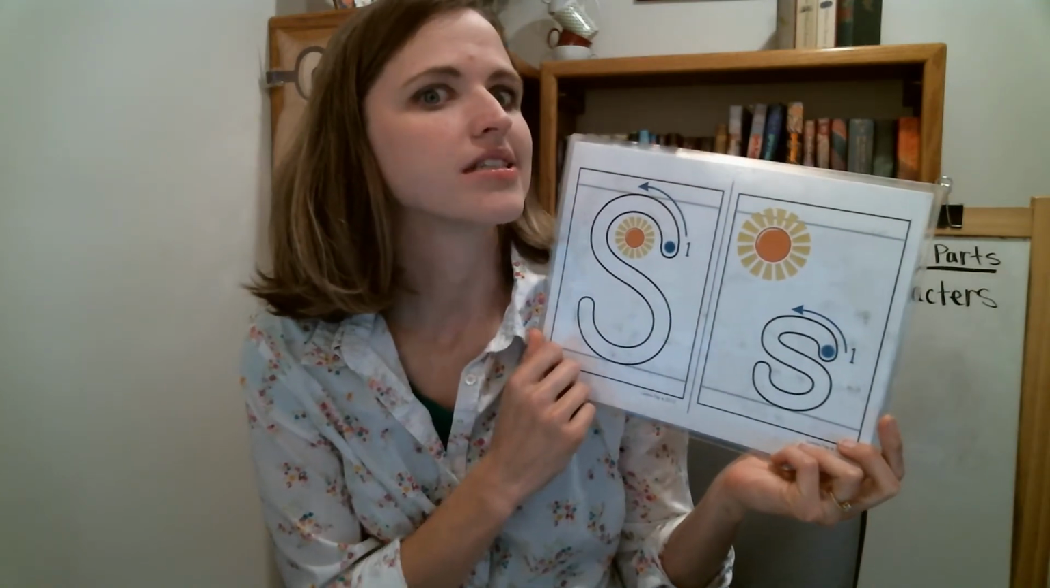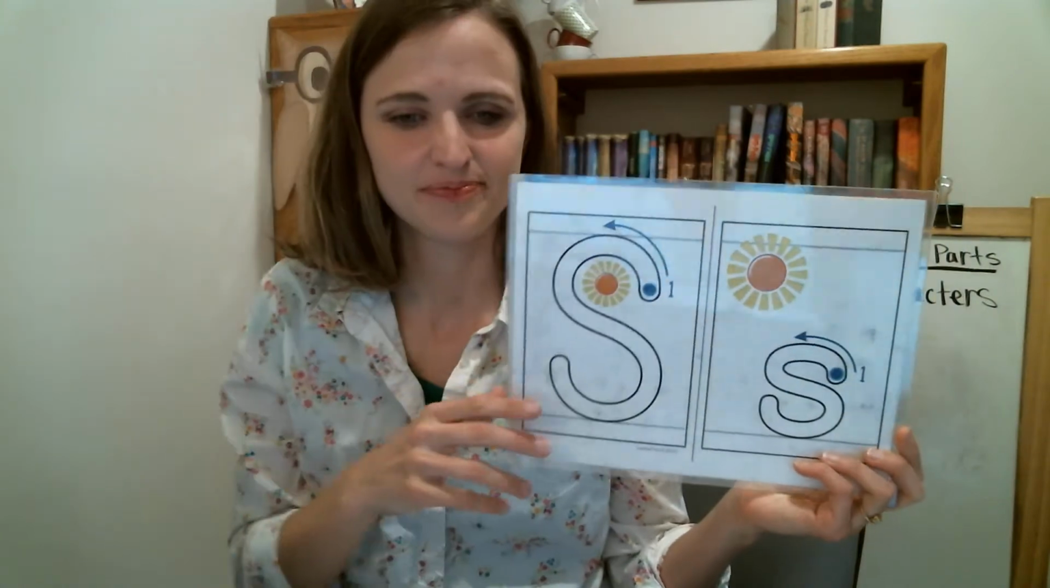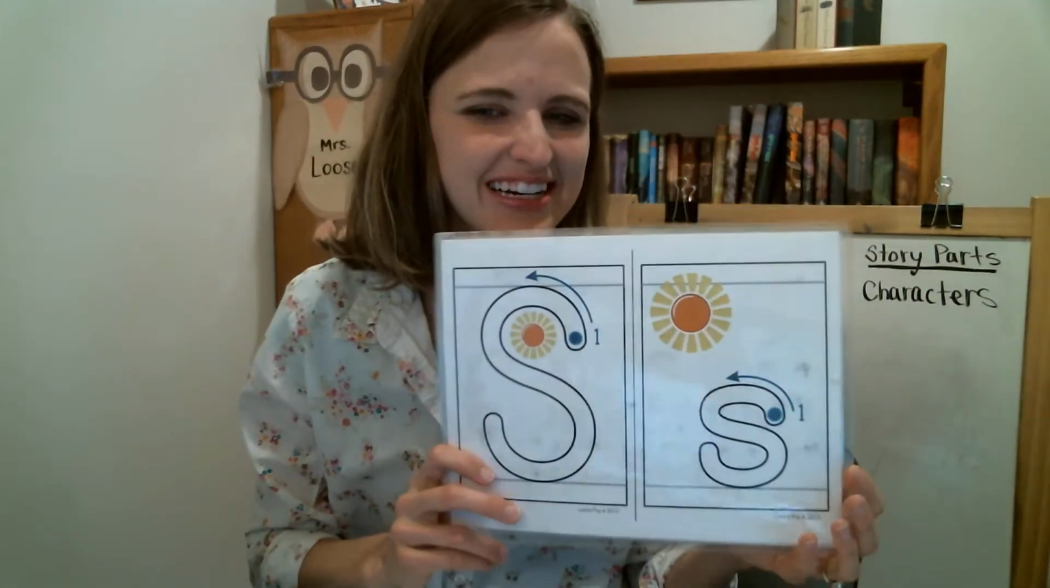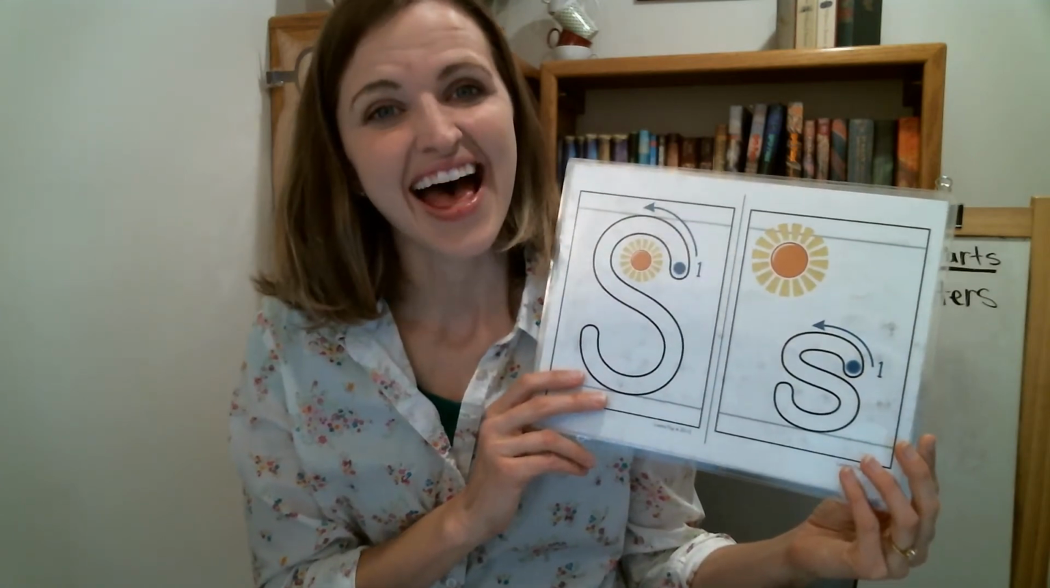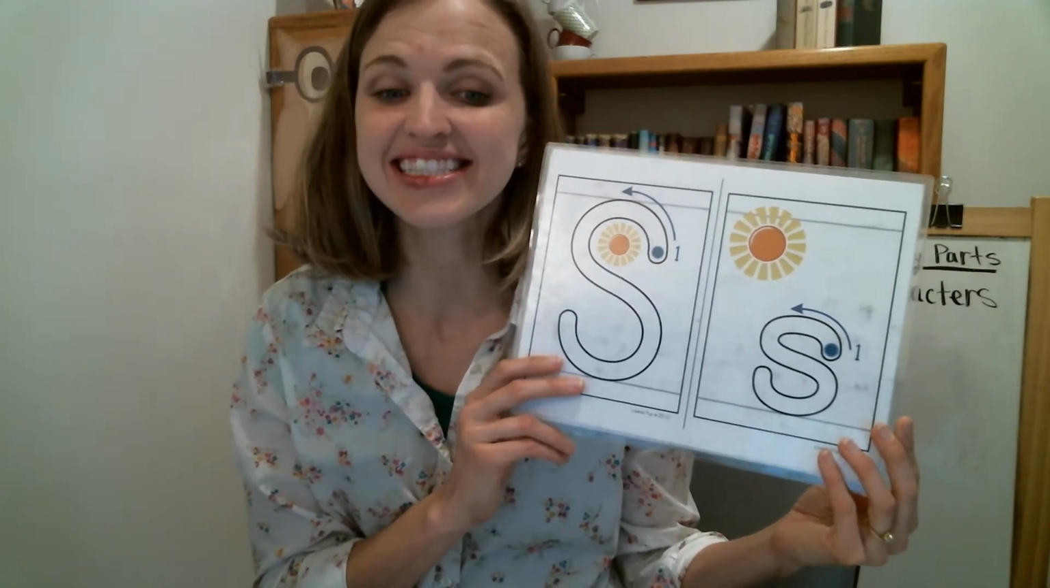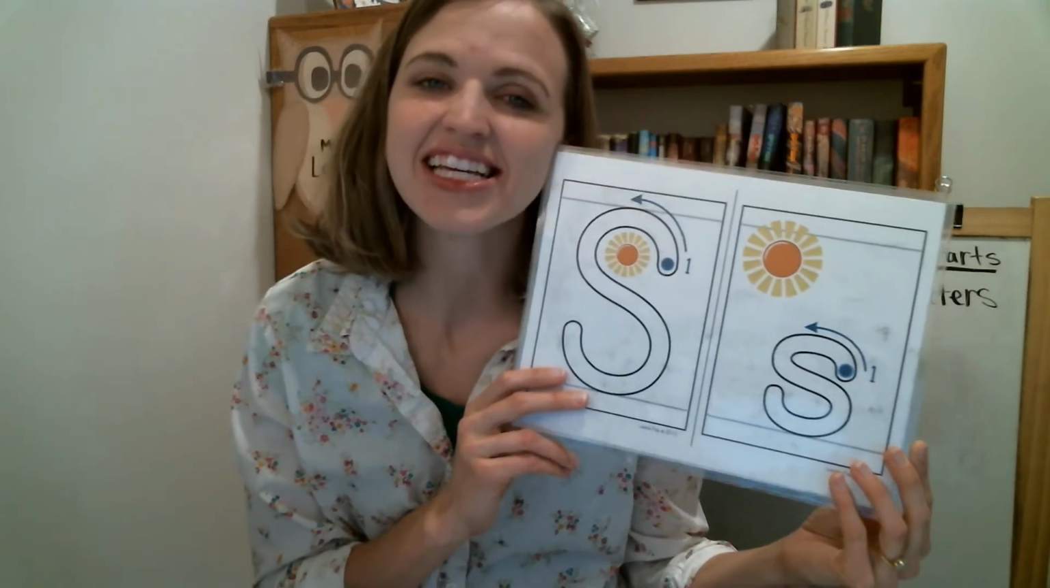Then we have snake, slippery, slide, sea. Lots of good sounds. Let's try our song. The S says sss. Every letter makes a sound. The S says sss.